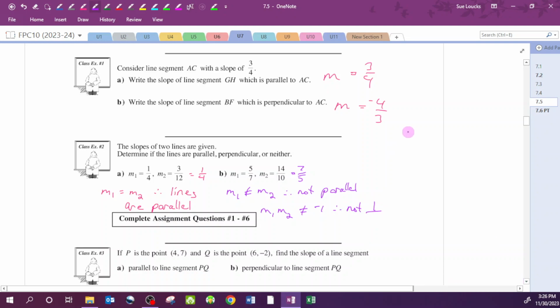Okay? Or we could write that in words. There's not perfect words that you have to use. We could say slopes are not equal, therefore not parallel. And then slopes are not negative reciprocals.